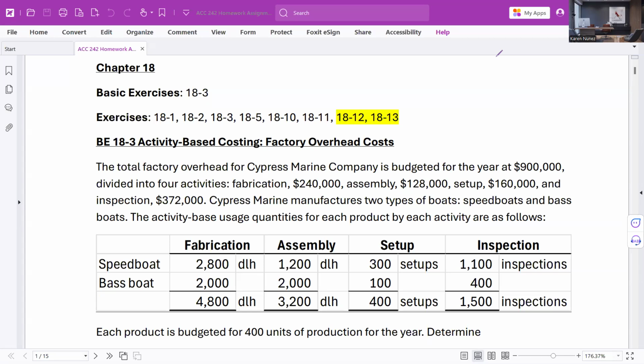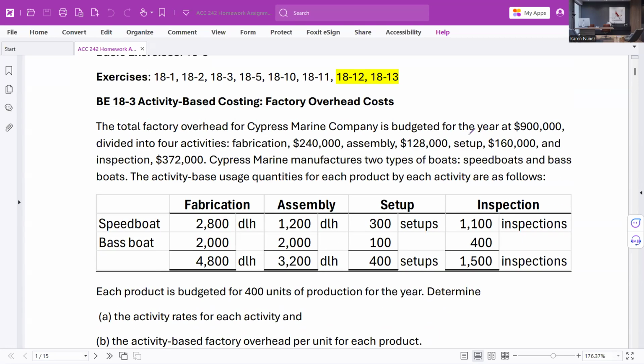So we're looking at activity-based costing in this chapter. We are going to also have a couple of exercises that require us to use a single plant-wide overhead rate and even departmental overhead rates. We're going to start out, though, with exercise 18.3, which is an activity-based costing problem.